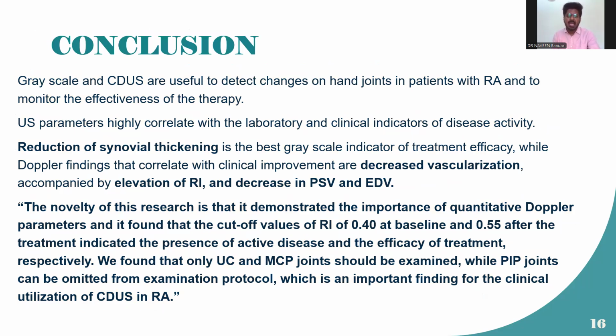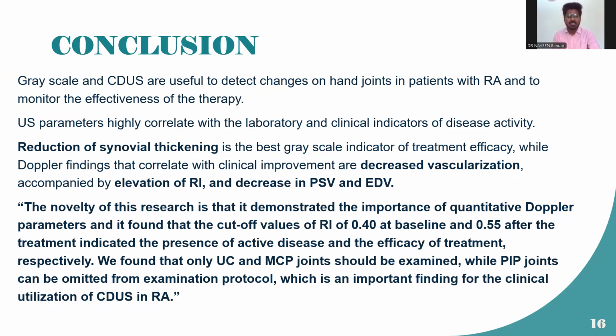Conclusion. Grayscale and color Doppler ultrasound are useful to detect changes in hand joints in patients with rheumatoid arthritis and to monitor the effectiveness of the treatment. Ultrasound parameters highly correlate with the laboratory and clinical indicators of the disease activity, and the reduction in synovial thickening is the best grayscale indicator for treatment efficacy, while Doppler findings that correlate with clinical improvement are decreased vascularization accompanied with elevation of RI and decrease in peak systolic velocity and end diastolic velocity.